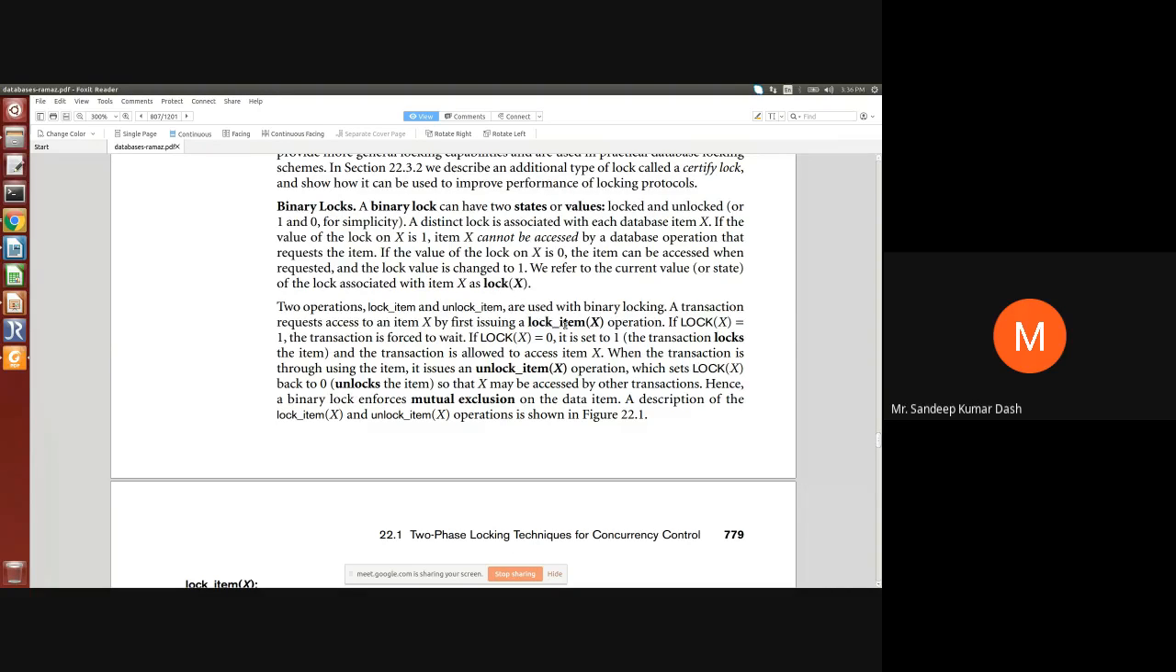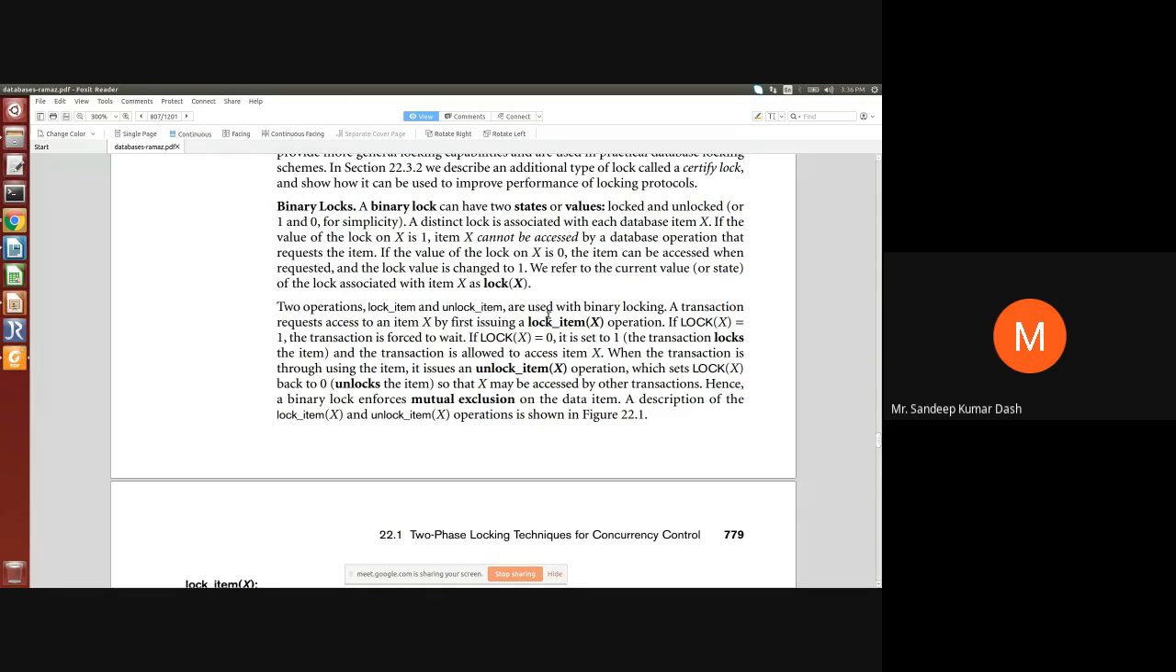So lock underscore item x is symbolizing that you lock the item x. Whenever it is 1, there is a lock on x. Whenever it is 0, there is no lock on x and anyone can access it. Whenever it is 1, no one can access it other than the transaction which has locked it. So that is the use of binary lock.